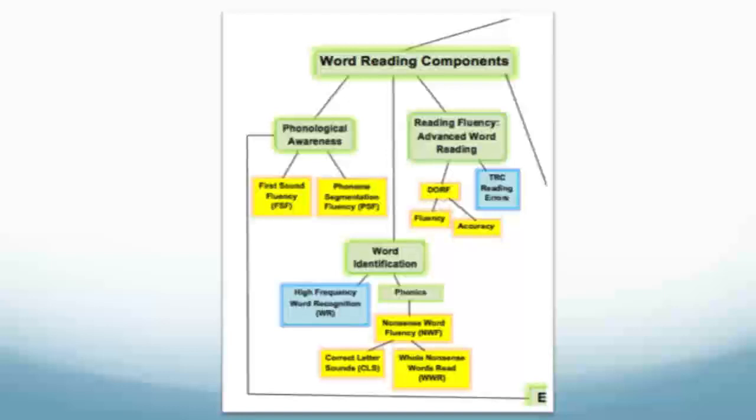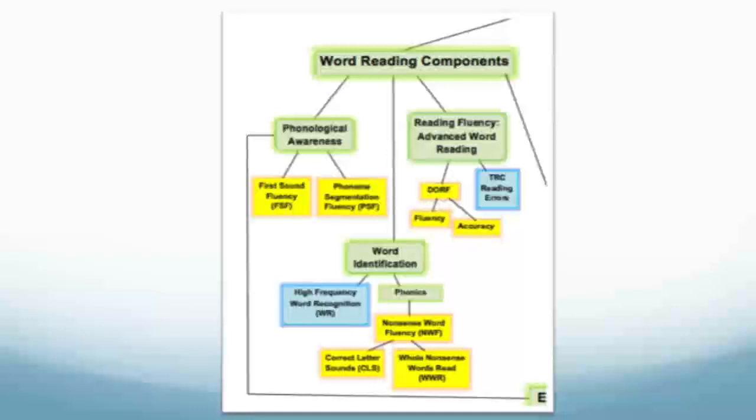The DIBELS Nonsense Word Fluency subtest, or NWF, assesses students' use of phonics, or their knowledge of sound-symbol relationships, to pronounce nonsense words. Students are given credit for the number of correct letter-sound segments, or CLS, the student pronounces. The number of whole nonsense words read, or WWR, the student pronounces is also recorded. Ultimately, the goal is to see how well students read nonsense words as whole words.